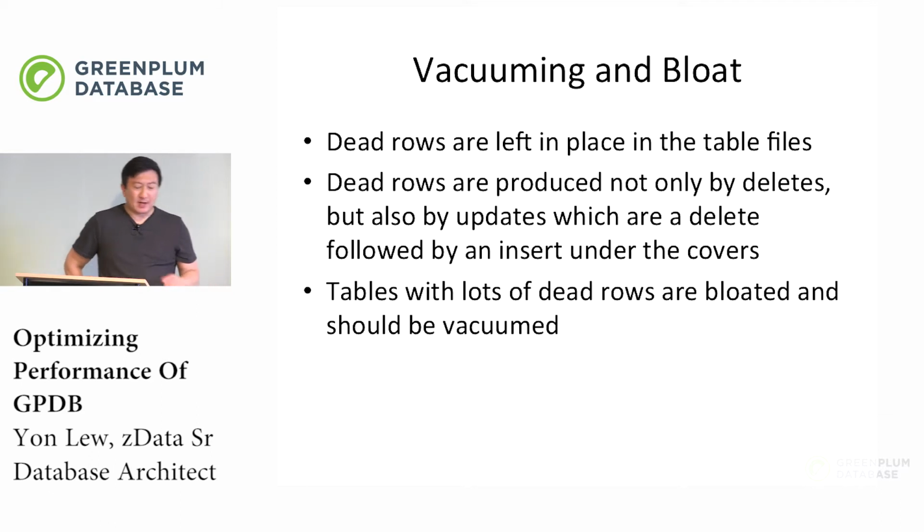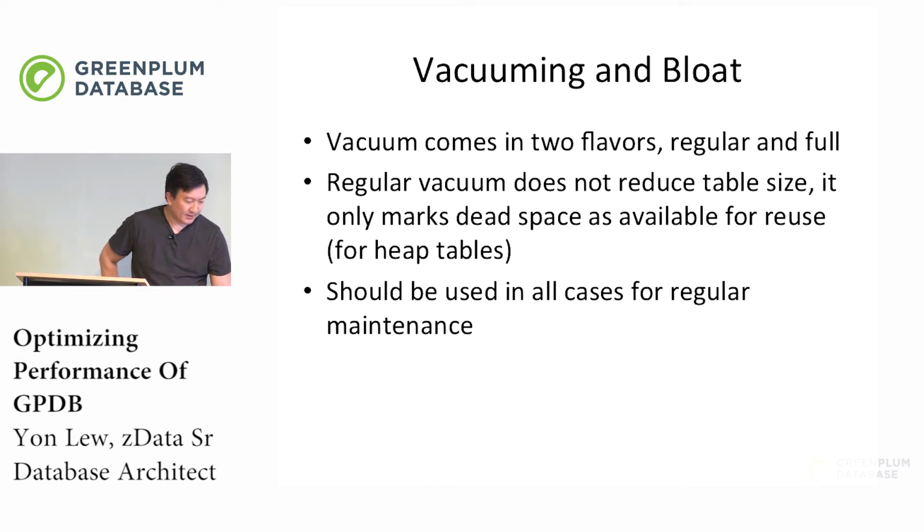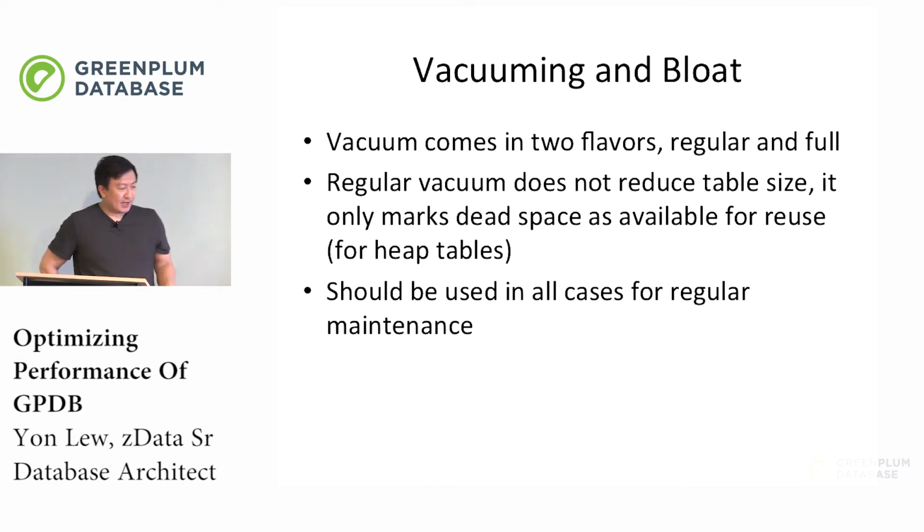So if you run a lot of updates or deletes against a table, you get lots of dead rows, right? And in Postgres and in Greenplum, we call this condition bloat. And the solution to bloat is to vacuum the table. So vacuum comes in two flavors, regular vacuum and full vacuum. Regular vacuum doesn't actually reduce the table size, right?